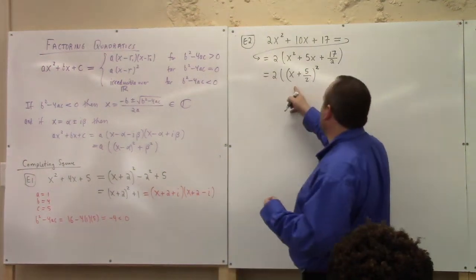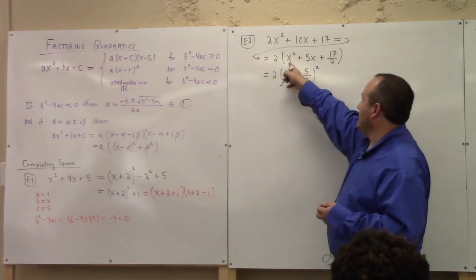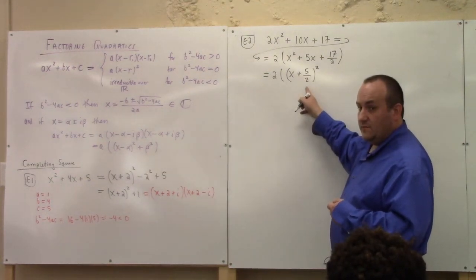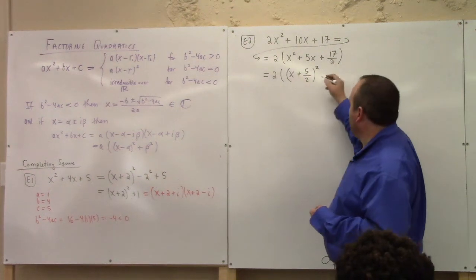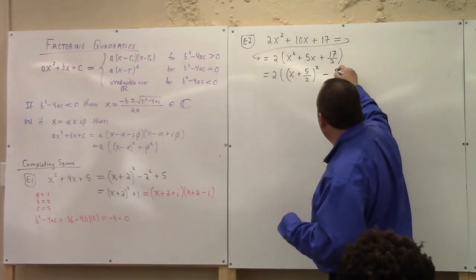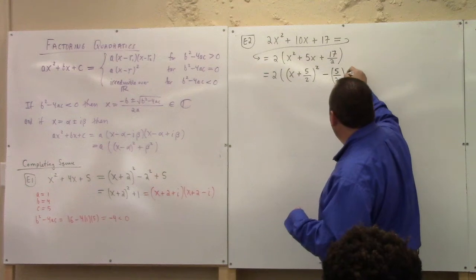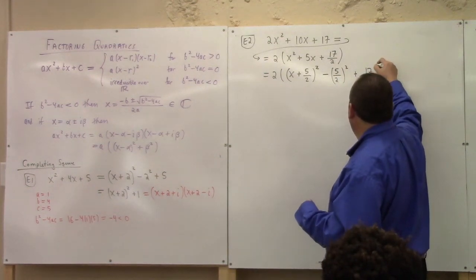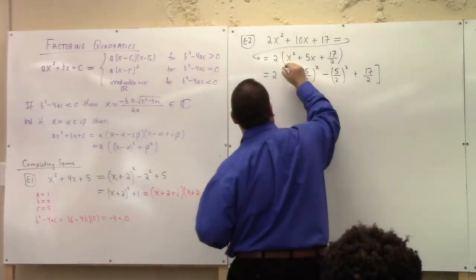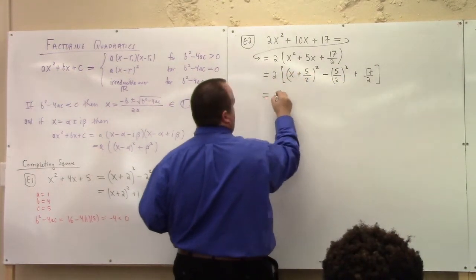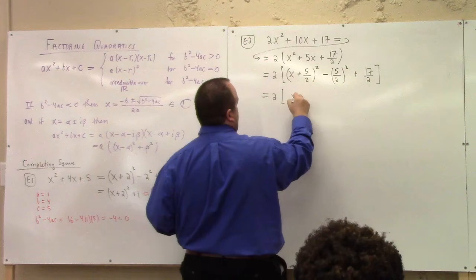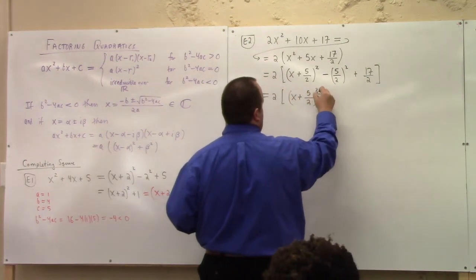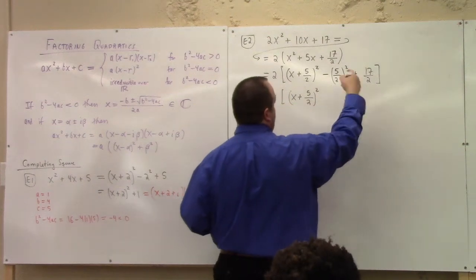By doing that, I return the x squared and the 5x term, but I'm also adding 5 over 2 quantity squared. So what I have to do, to be fair, is to subtract 5 over 2 squared. We've still got the 17 over 2 over there. All right? And so this is 2 times x plus 5 over 2 squared.